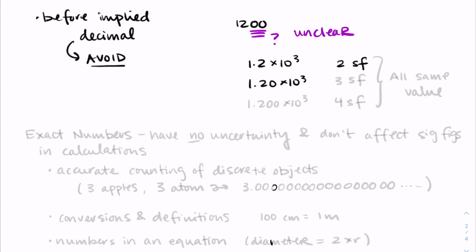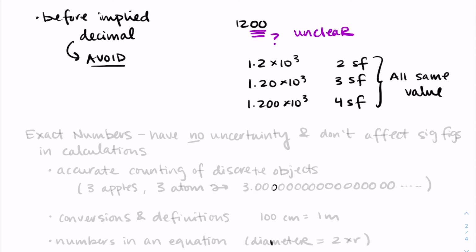If I write 1.20 times 10 to the third, the 1, 2, and 0 are all significant. So 3 significant figures. And if I wanted to write it with all 4 digits significant, I would write 1.200 times 10 to the third.